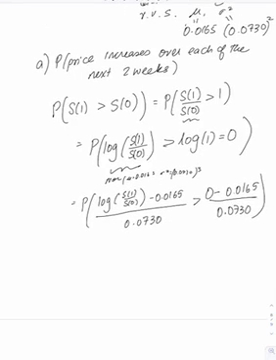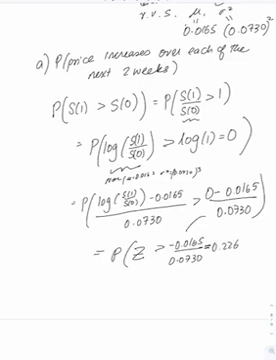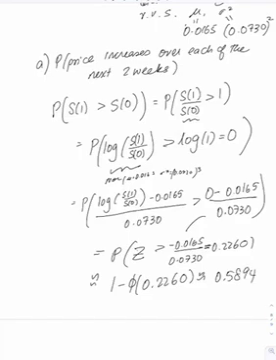Okay. And now that this was normal, so now when you subtract the mean and divide by the standard deviation, it becomes normal 0, 1. And what will this value be? That is approximately 0.2260. So this is approximately 1 minus phi of 0.2260, and that is approximately 0.5894. Okay, so the probability from 1 week to the next that the price increases is 0.5894.